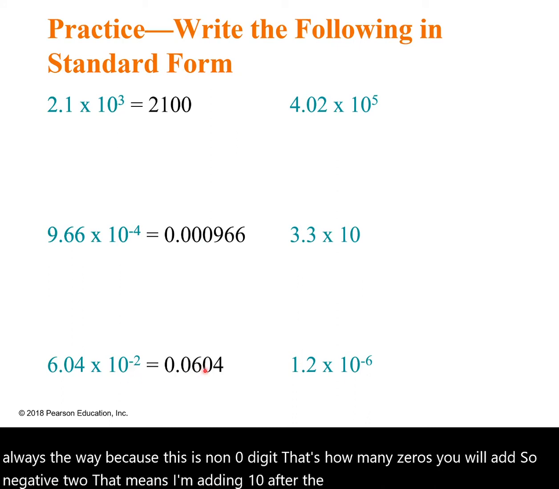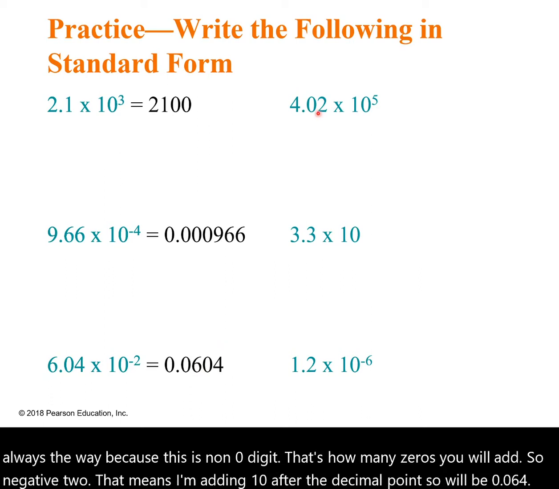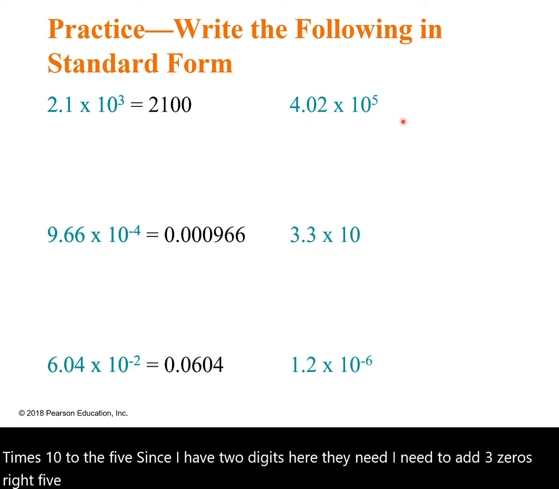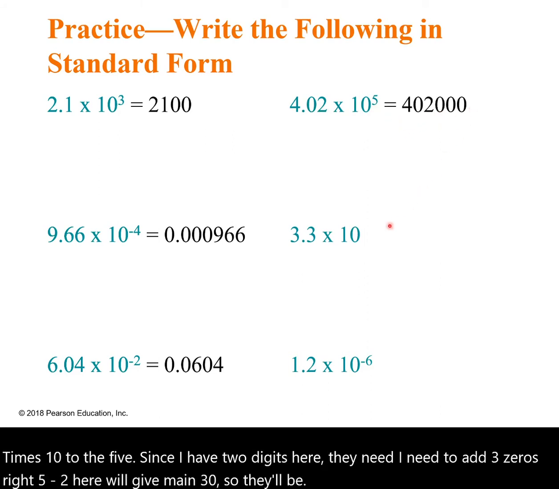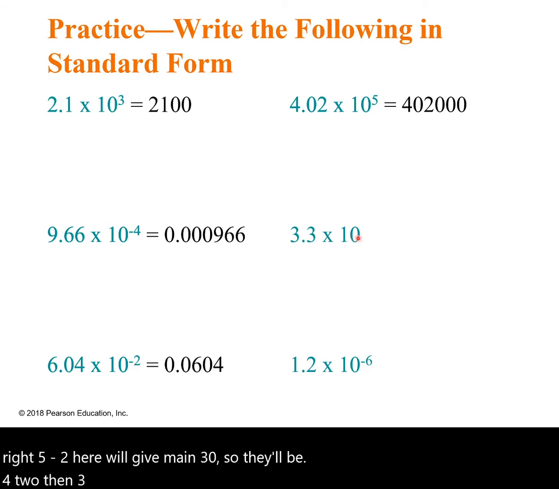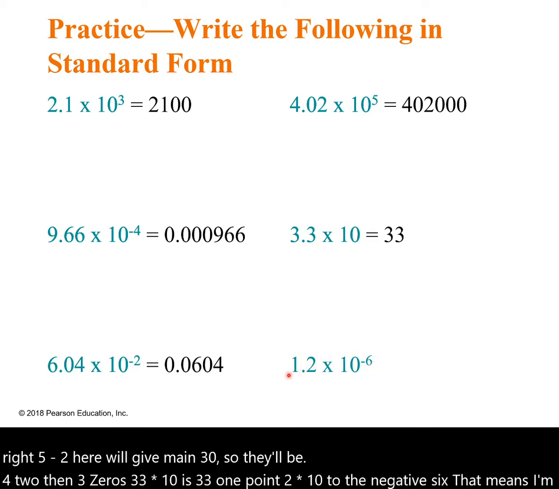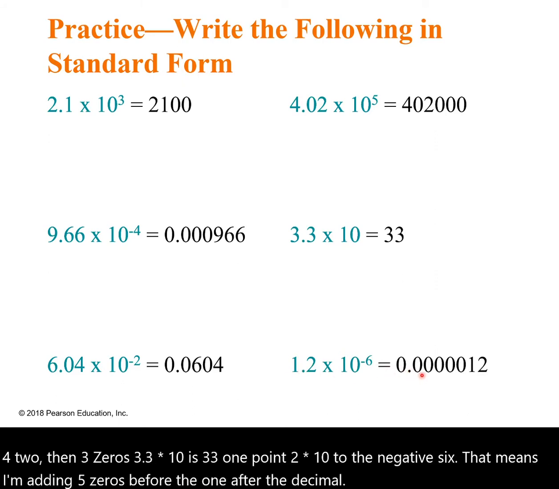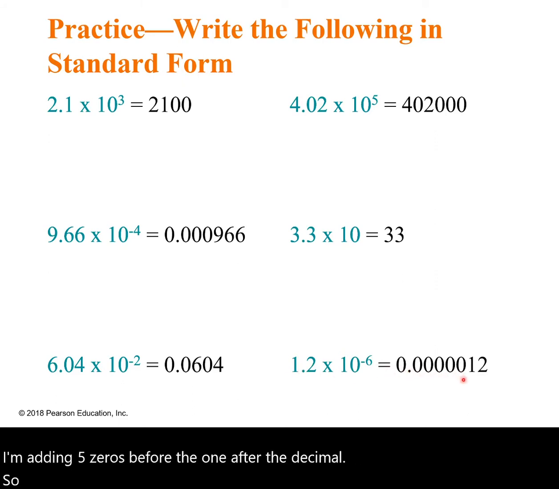So it'll be 0.0604. Times 10 to the 5, since I have 2 digits here, I need to add 3 zeros, right? 5 minus 2 here will give me 3 zeros. So that'll be 402, then 3 zeros. 3.3 times 10 is 33. 1.2 times 10 to the negative 6. That means I'm adding 5 zeros before the 1 after the decimal. Okay, so that'll be 1, 2, 3, 4, 5 zeros.